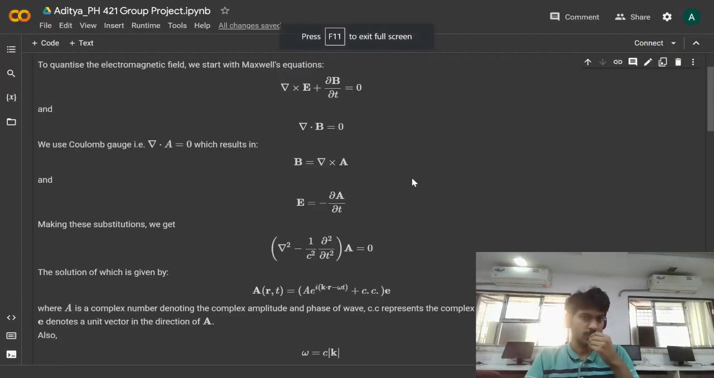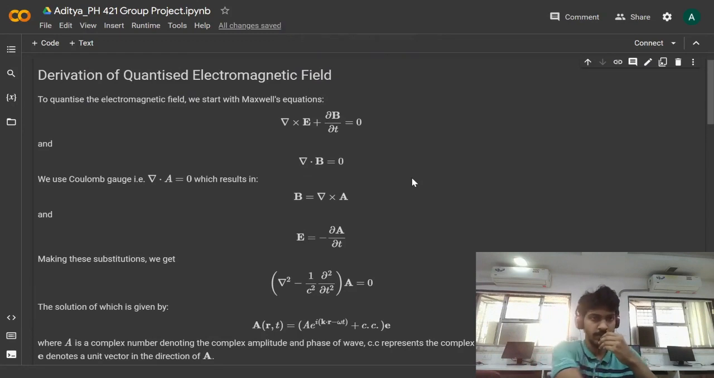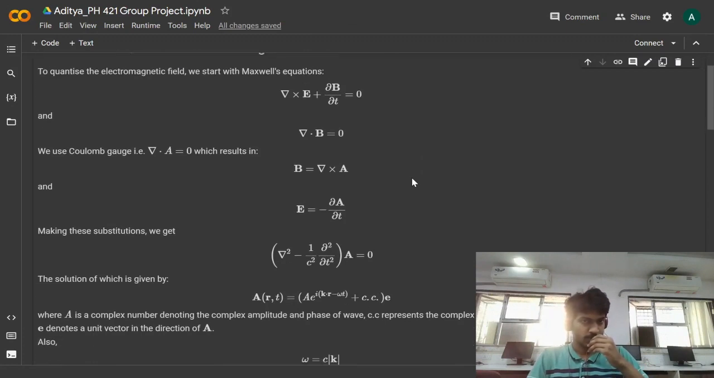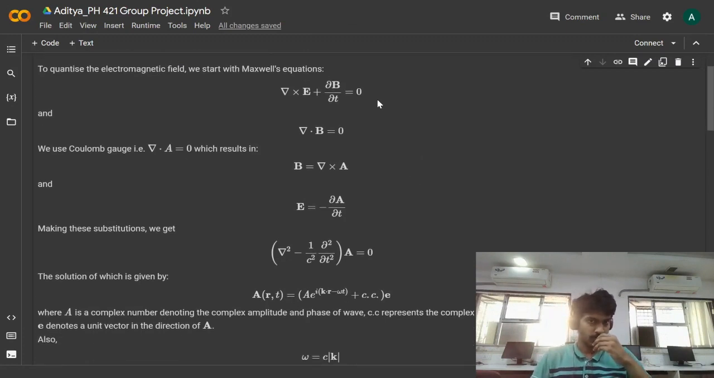I'll quickly go through the derivation of the quantized EM field. To quantize the electromagnetic field, we start with Maxwell's equations, that is del cross E plus dB/dt is equal to 0 and del dot B is equal to 0. We then use the Coulomb gauge, that is del dot A is equal to 0, which results in B being equal to del cross A and the electric field being minus dA/dt.